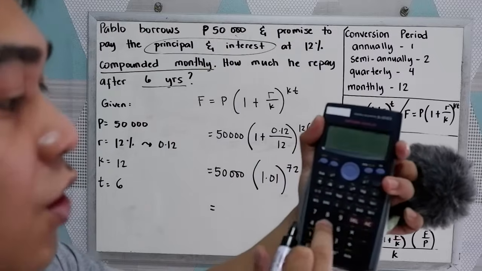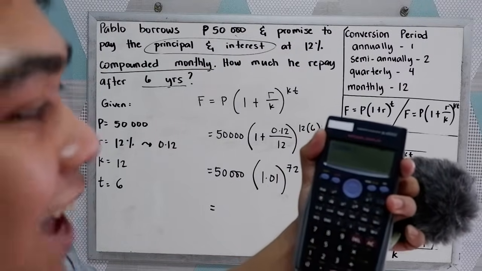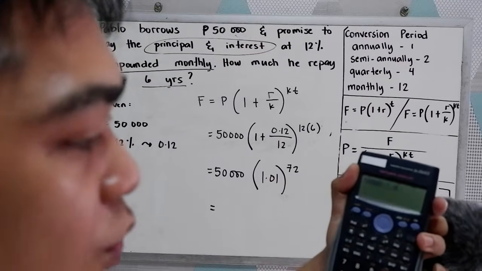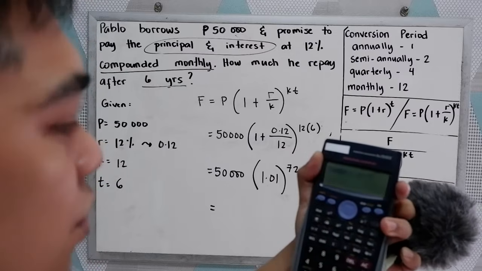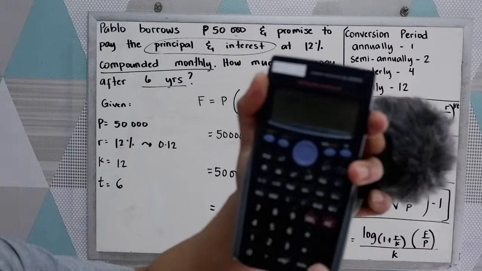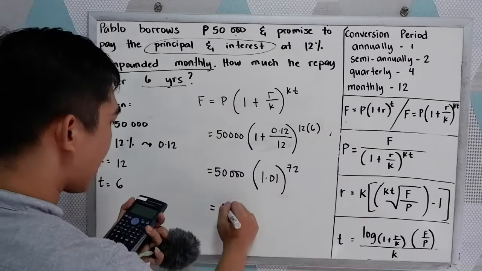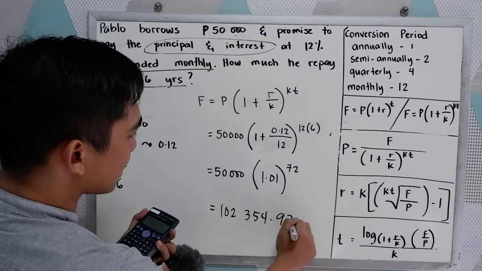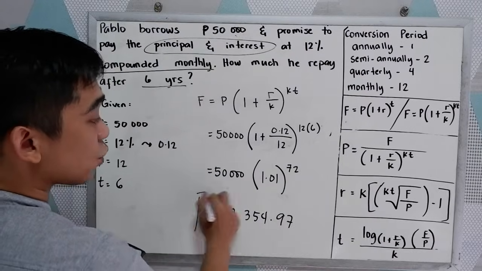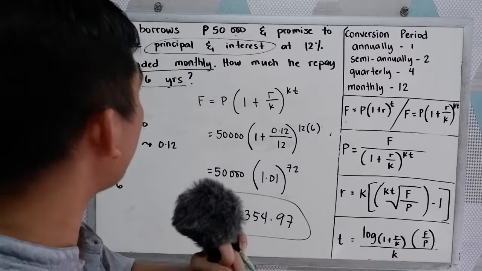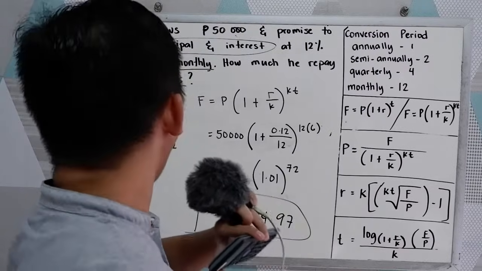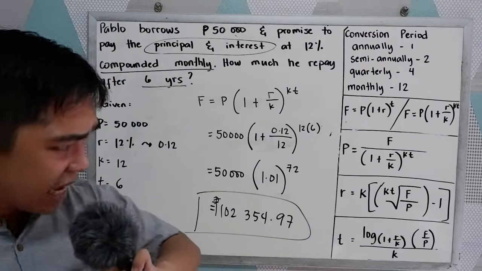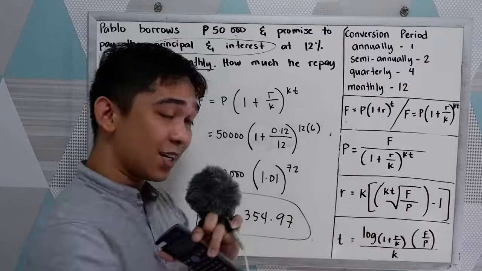Just press in your calculator 50,000 times 1.01 raised to 72. That will give us 102,354.97 pesos. This would be the money that Pablo will return, or repay, after 6 years. Now in our next problem, what if the missing is the principal?